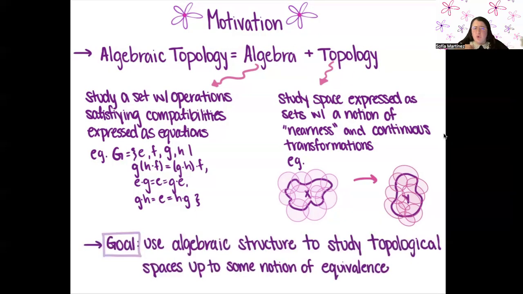let's discuss the goal of algebraic topology. The goal, generally speaking, is to use the algebraic structure that I just described for you and use the robustness to study spaces, topological spaces, up to some notion of equivalence. So to classify spaces for whatever it means for two spaces to be equivalent, right? And I'll get into more of what all these words mean throughout my talk.